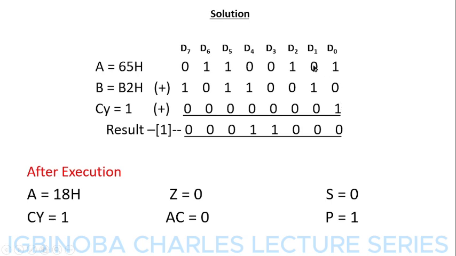So bring the 1 here. 1 plus 0, 1. 1 plus 1, 2. 2 plus 0, 2. So we cannot put 2 here because we're working in base 2. So how many 2s do we have inside 2? We have 1. What is left? We're left with 0. So put what is left here.